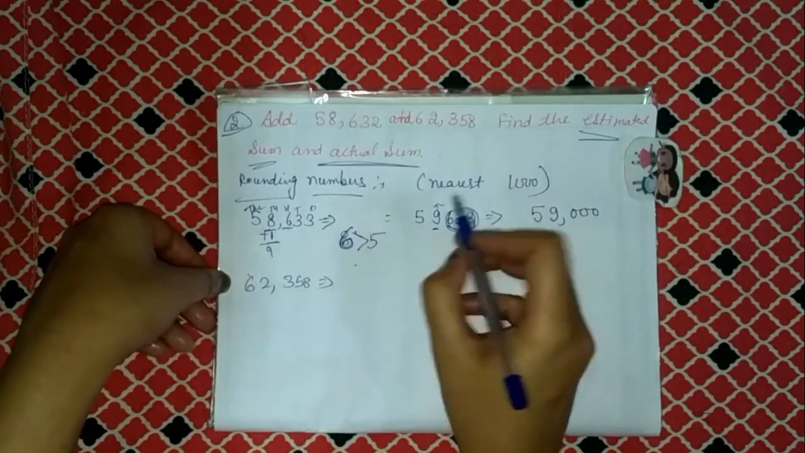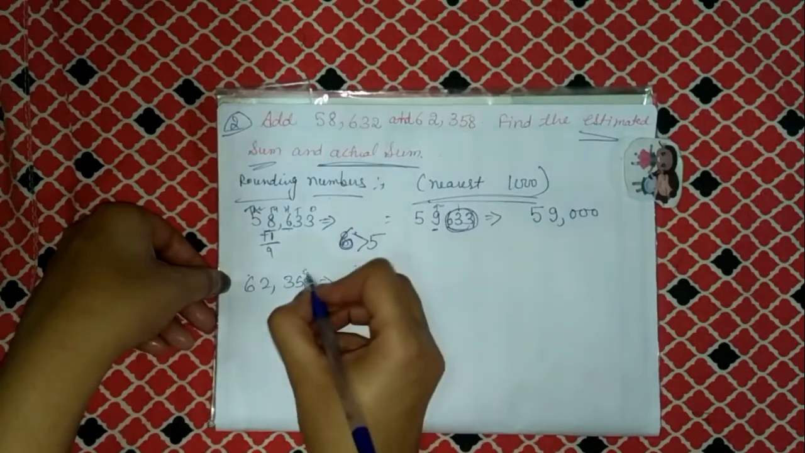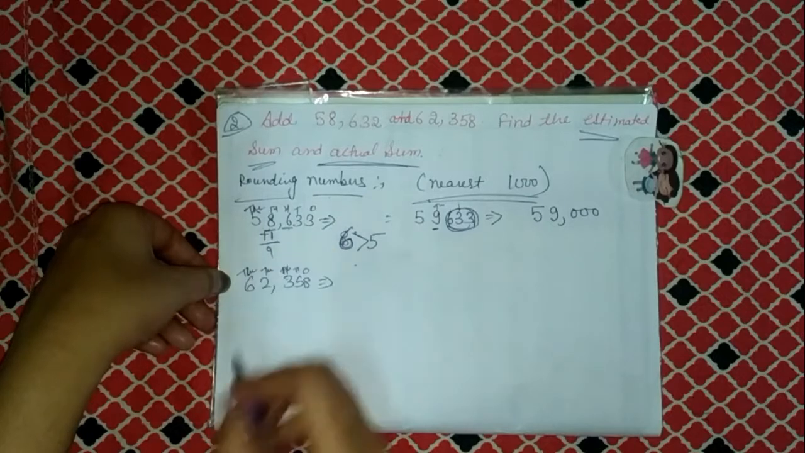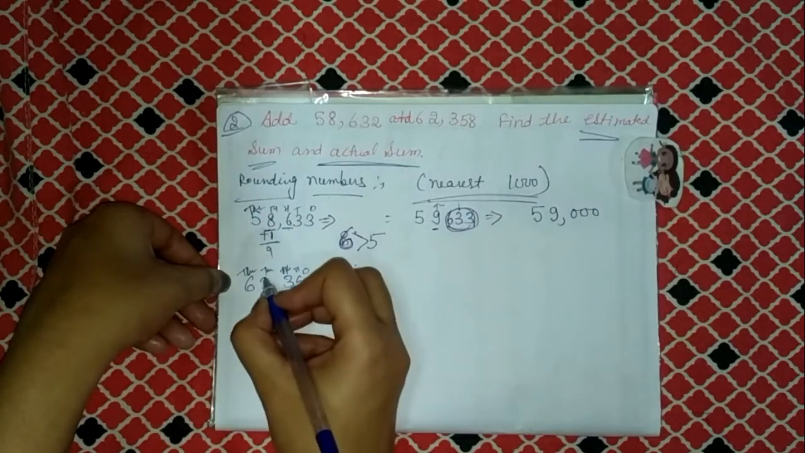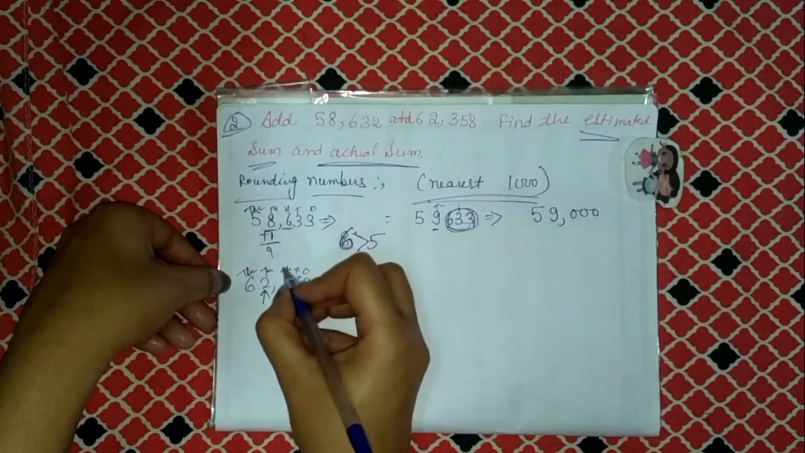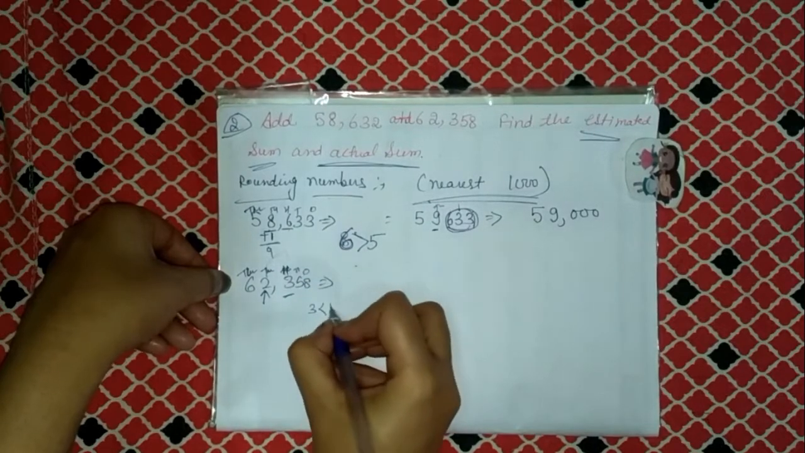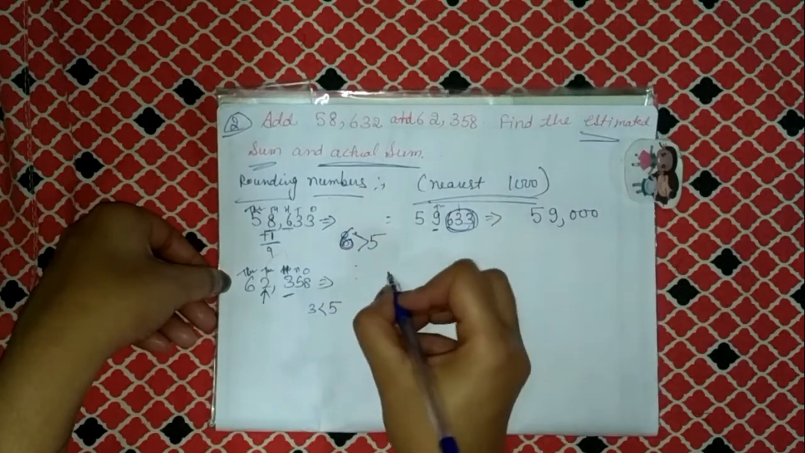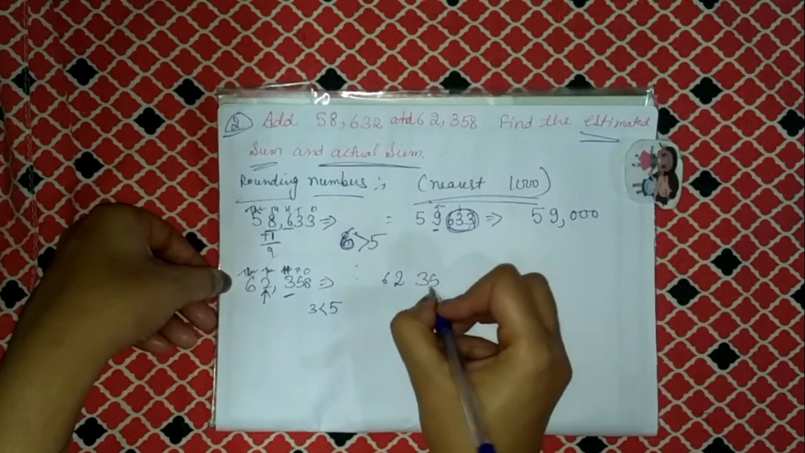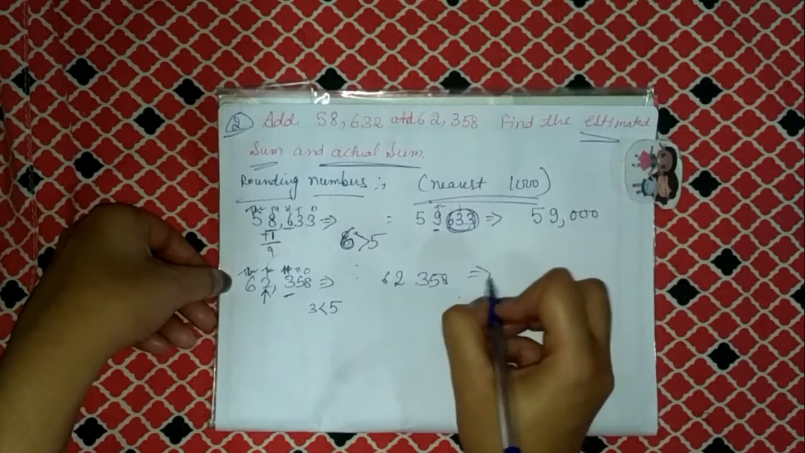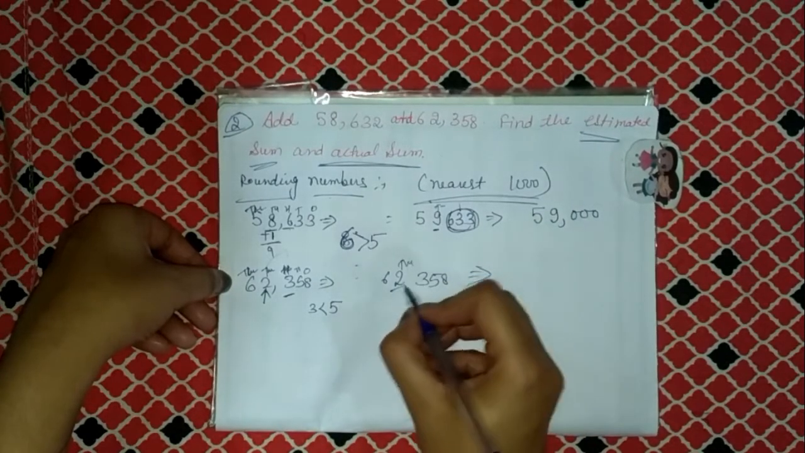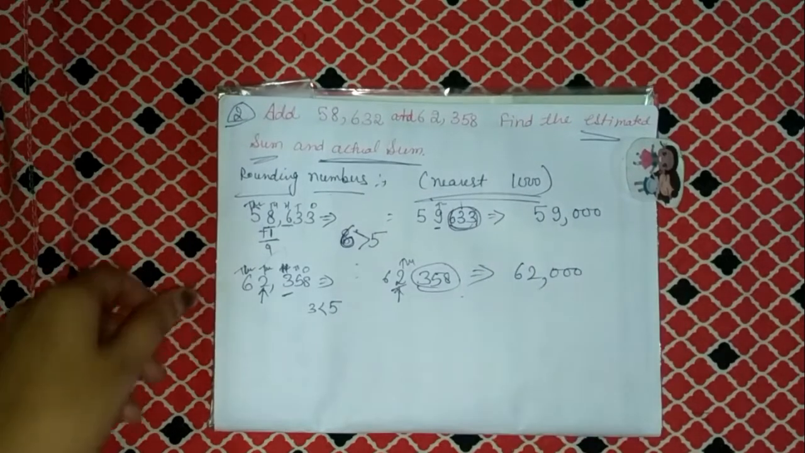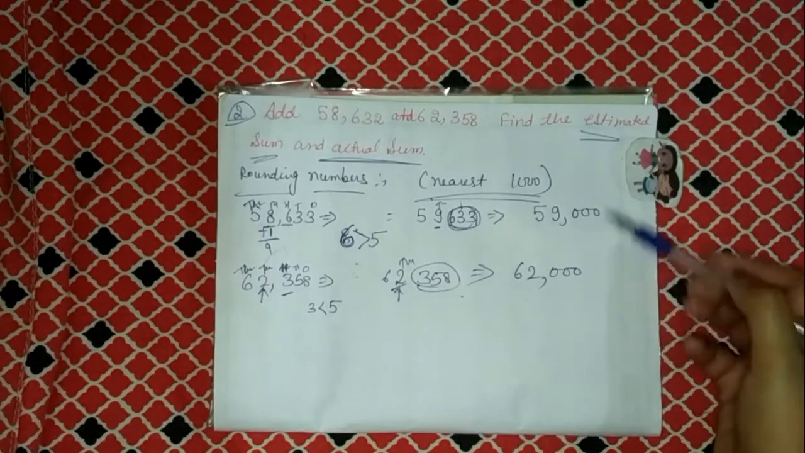Correct. Now let's take another number, 62,358. Round off this number. Again we'll go for the nearest thousand. Ones, tens, hundreds, thousands, 10,000. So at the thousand place I'm having 2. We go to the right next number. It is 3. 3 is smaller than 5, so we will not add anything to this digit. So next step is, 62,358, we will write as it is. So final step is, this was at the thousand place, correct, 2. These digits will become 0. Correct. We got the rounded number.